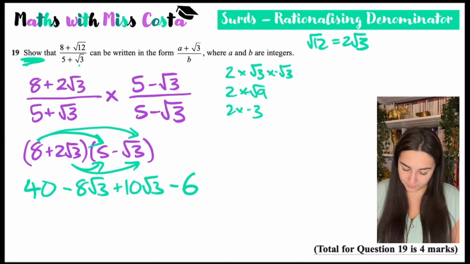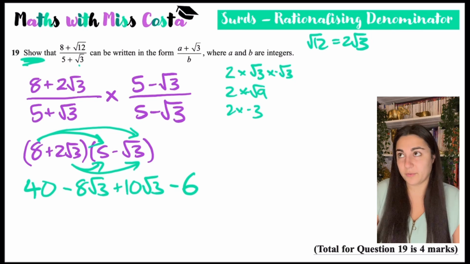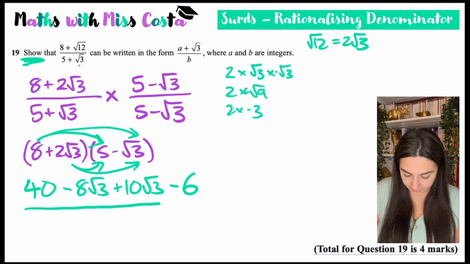So just spread it up. You've got 2 root 3, which means 2 times root 3, times by negative root 3. That would simplify to root 3 times negative root 3 would be negative root 9, 2 times negative 3. Okay, so that's my numerator.